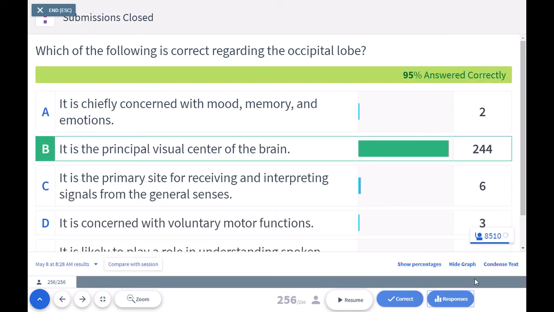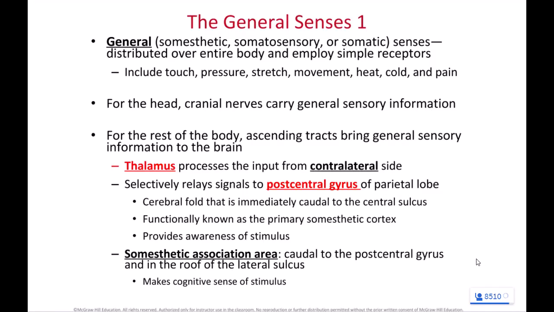So when we think of our occipital lobe, overwhelmingly I want you to associate visual processing with our occipital lobes. And it looks like, as a class, it's fantastic.